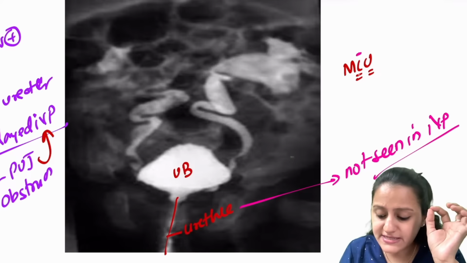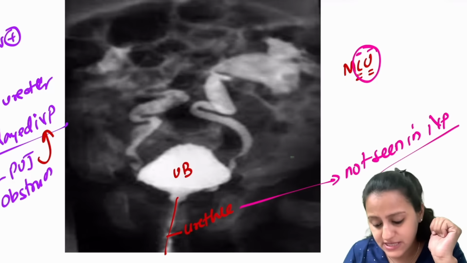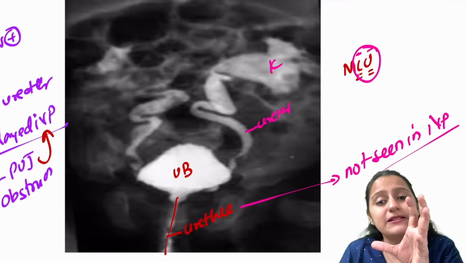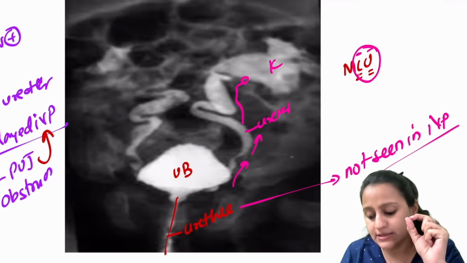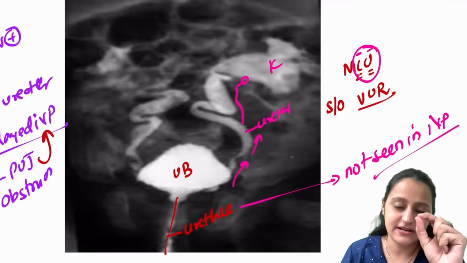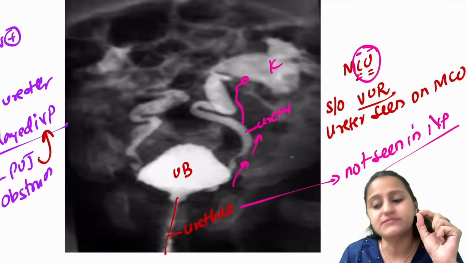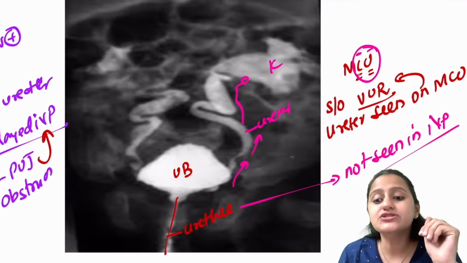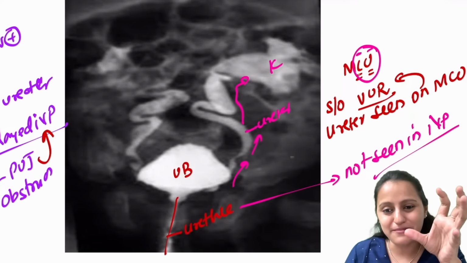But when I say micturating cystourethrogram, it should show the bladder and the urethra. What are the extra things that you are seeing here? You are seeing the ureter, you are seeing the kidney. So what does that indicate? When the patient is micturating, the contrast is going into the ureter and the kidney. So what is it suggestive of? Reflux, vesico-ureteric reflux. So if on MCU, ureter is seen, kidney is seen on MCU, it is suggestive of vesico-ureteric reflux. This is not RGU. This is MCU. It is not just a urethrogram.